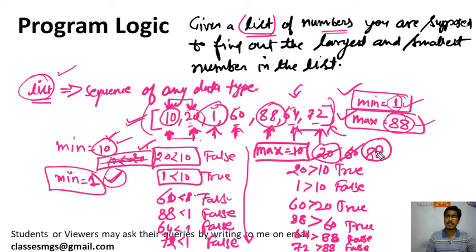So this element is also not greater than 88. So my maximum will be 88 only. I have traversed up to the last element of the list. That means the list doesn't have any more elements. So we can say that the maximum element is 88.